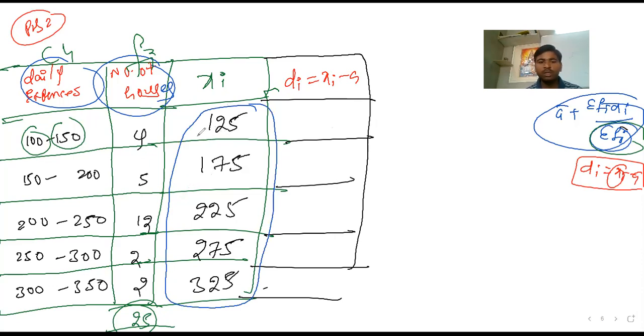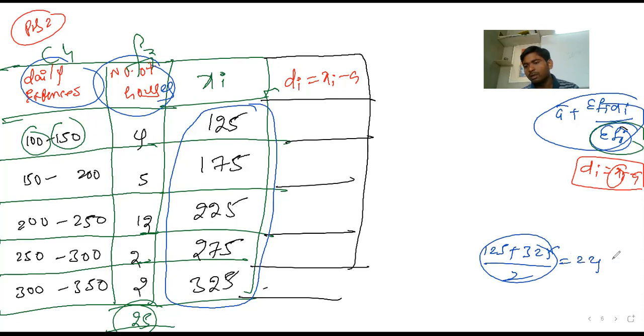So which value should I take? Actually, 125 is the lower value. What is the maximum value? 325. Sorry, 325. 125 plus 325, 450 by 2. So 225 you are going to get as the assumption. You take roughly the lower value 125 plus the higher value 325 by 2, and you get 225. So this 225 you can take as the approximate value of the given series. Assumption of mean is 225. Am I clear? Assumption is 225.